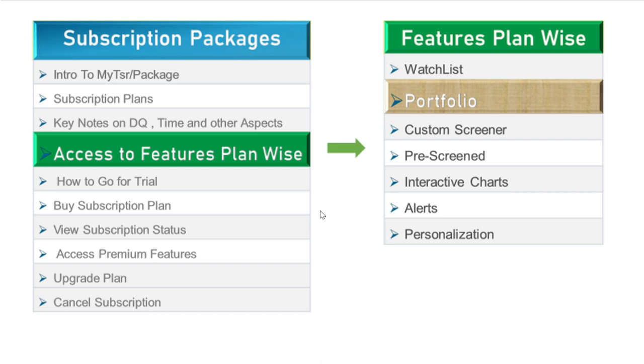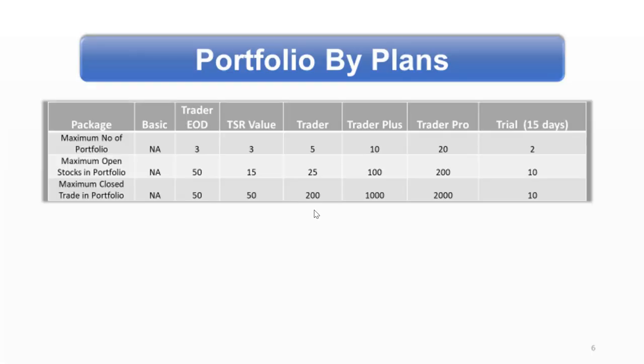Friends, in this section, we'll cover portfolio, the quota per plan, and the features that are available plan-wise in portfolio. Going in a similar fashion to what we did in watch list, we are presenting you the quota first. So here are the plans and the number of portfolios that you can create. Let's say, for example, in EOD, you can create 3 portfolios, and each portfolio can contain 50 open positions and 50 closed positions.